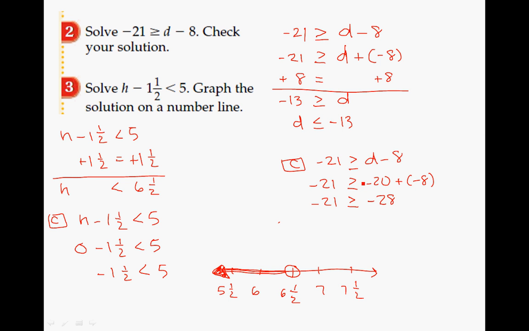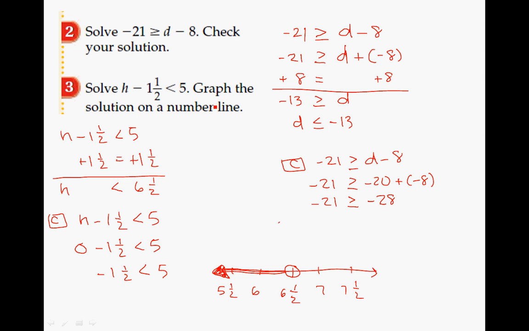So when I do my check, I like to pick powers of 10 or 0 or 1. Obviously I can't use 0 or 1 because they're not less than negative 13, so I pick negative 20. And when I plug it in, negative 20 plus negative 8 gives me negative 28, and negative 21 is indeed greater than or equal to negative 28.